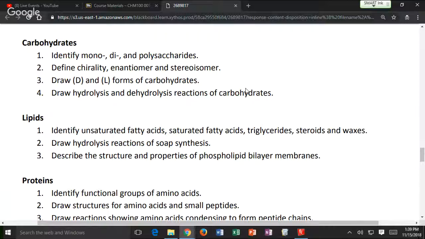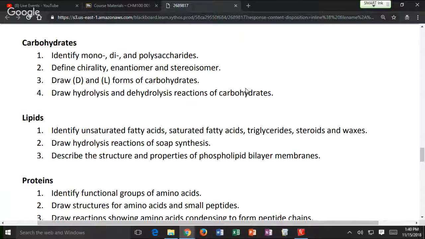So I'm not going to ask you to probably draw a phospholipid bilayer membrane, but I may ask you to describe why it orients the way it does. Why do we need the phosphate parts on the outside and the lipid parts then go to the inside? Those kinds of ideas, which again all comes down to intermolecular forces, polar versus nonpolar, which we talked about.